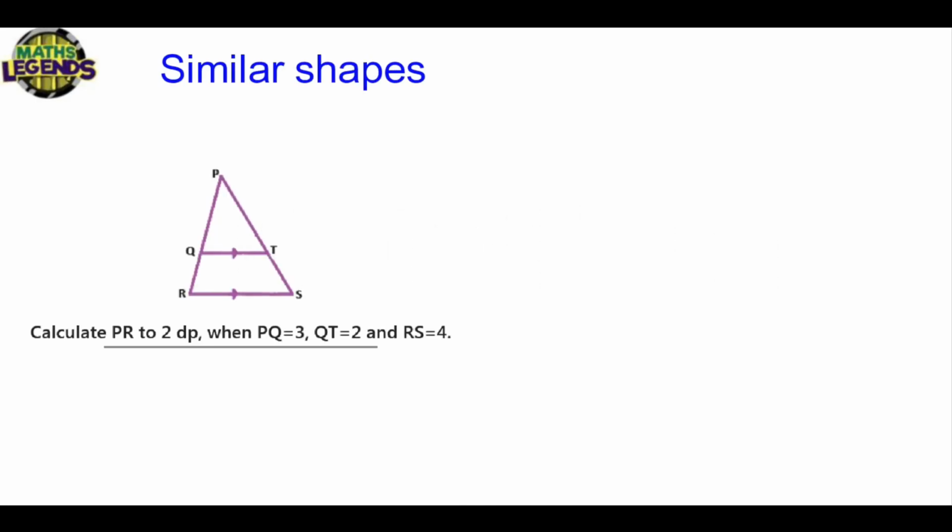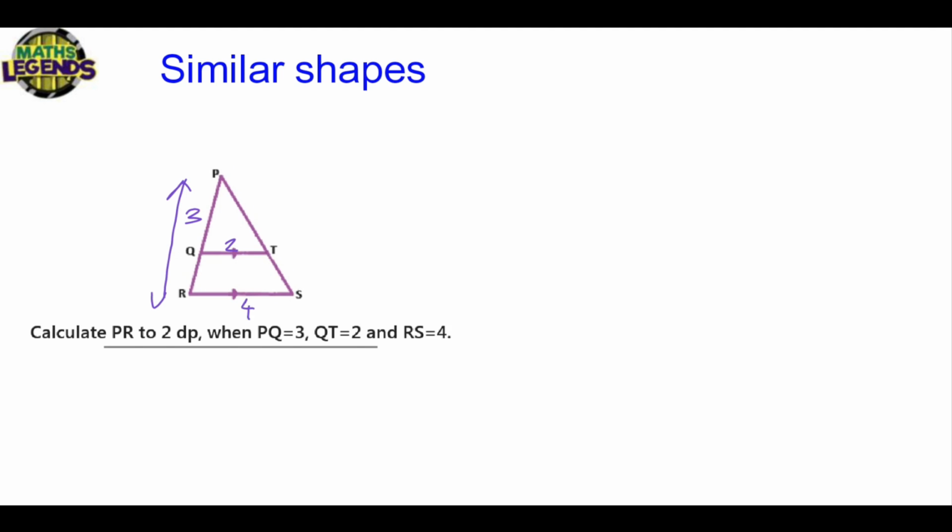Similar shapes. So here we are shown two triangles overlaid on top of each other, and we are asked to work out PR to two decimal places when PQ is 3, QT is 2, and RS is 4.